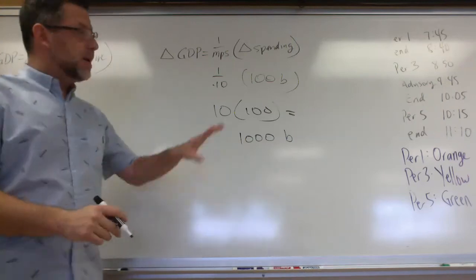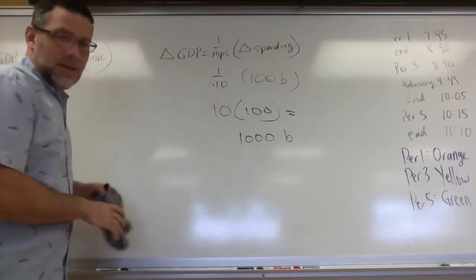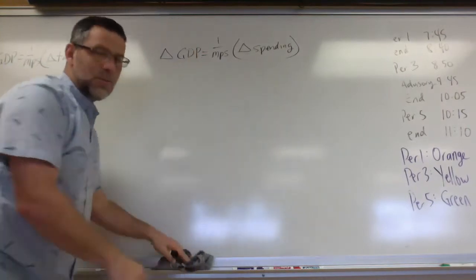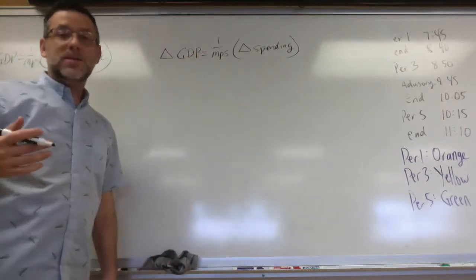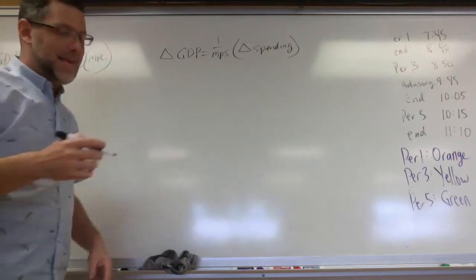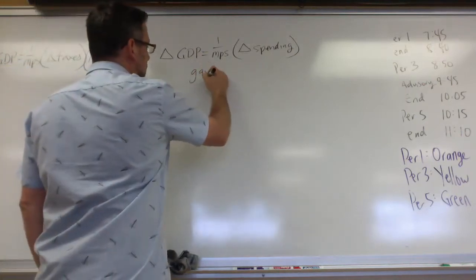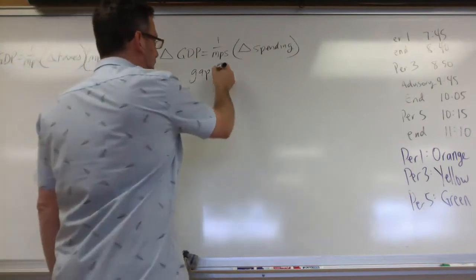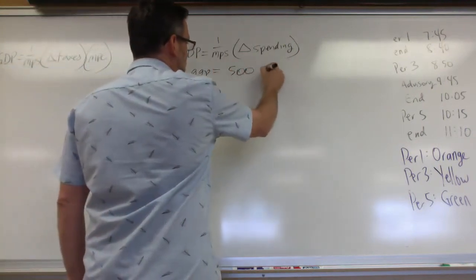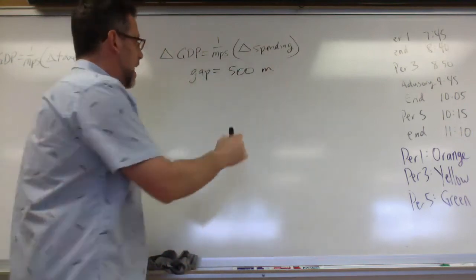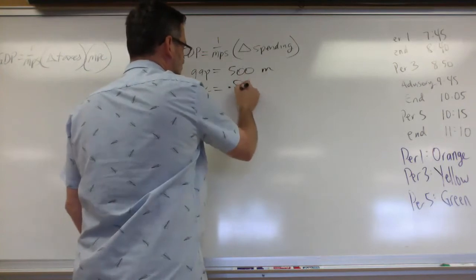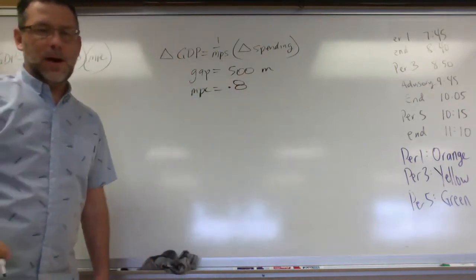So that's how we can use this equation. Now, you might get a situation where you might have a question where it could say, assume that the gap that you want to close, the GDP gap on your graph, let's say that the gap is 500 million. And let's say that MPC equals 0.8, right?